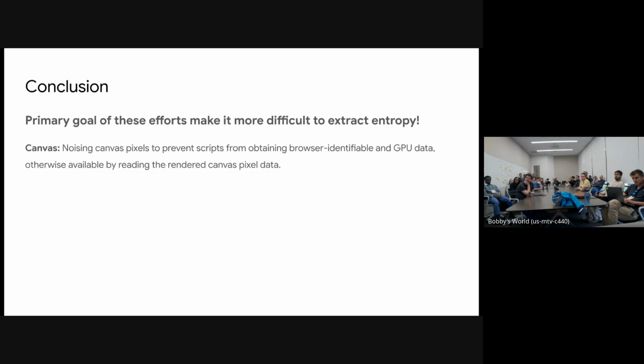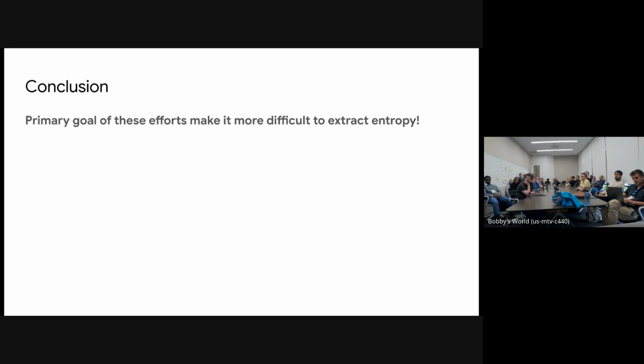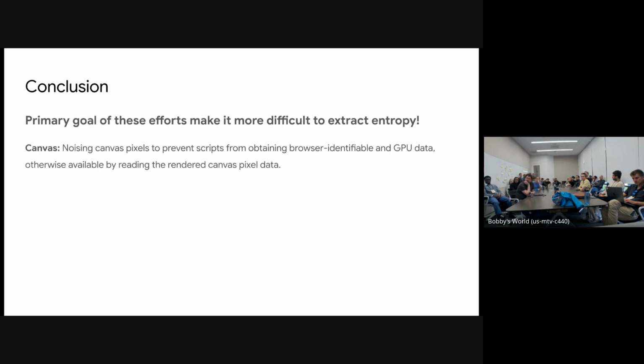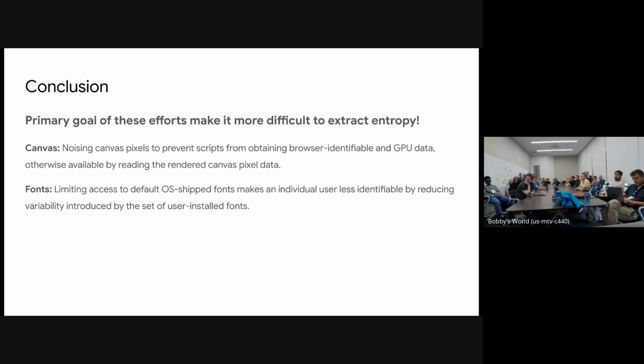And as a conclusion, the main goal of these efforts is to make it more difficult to extract entropy and improve privacy for users cross context. For Canvas, we do that by noising Canvas pixels to prevent scripts from obtaining the browser identifiable data, which is otherwise available by reading the Canvas pixel data. And for fonts, we're limiting access to the default OS ship fonts. So ultimately, a user is less identifiable, and we're also reducing variability that the user installed fonts introduce.